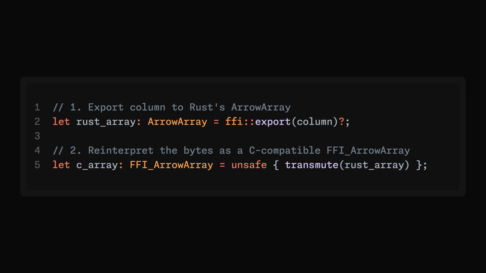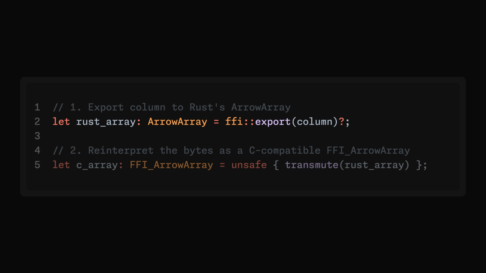Unsafe optimization number 5 allows us to reinterpret bytes from one type to another without copying data. In our case, we're going to convert a column we have in Rust to its C-compatible counterpart in 2 key steps. This is simplified code, but shows what's really happening under the hood when Polars talks to Pandas or DuckDB.